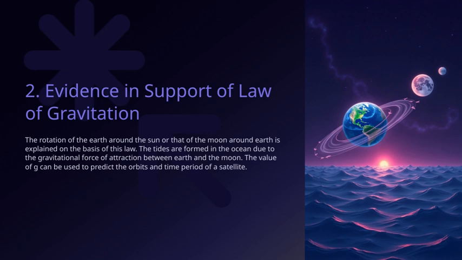Additionally, the value of g, or the acceleration due to gravity, is a crucial factor in predicting the orbits and the time period of satellites around the Earth. By understanding and applying this law, we can accurately determine satellite paths and times, which is essential for communication, navigation, and space exploration. This evidence supports the fundamental role of gravity in shaping celestial movements and phenomena on our planet.